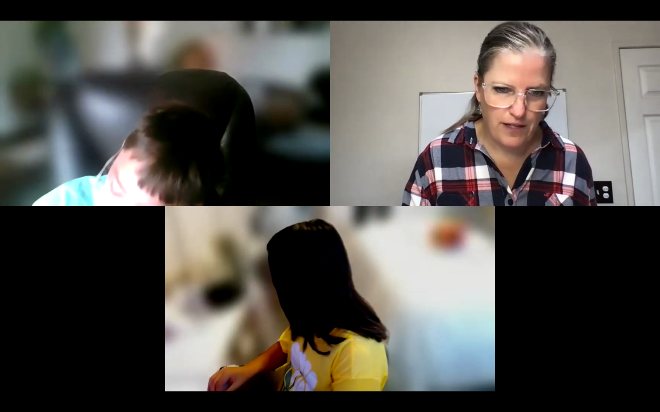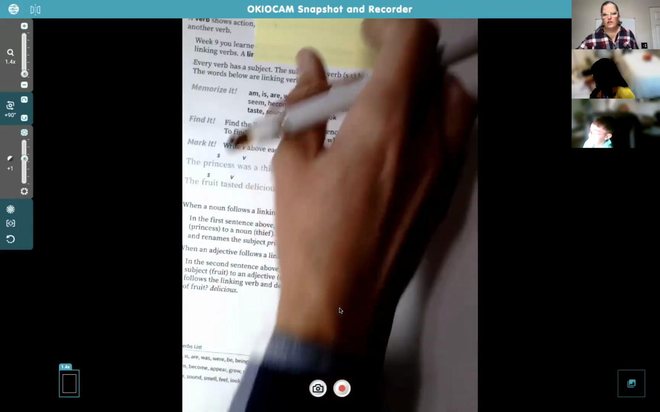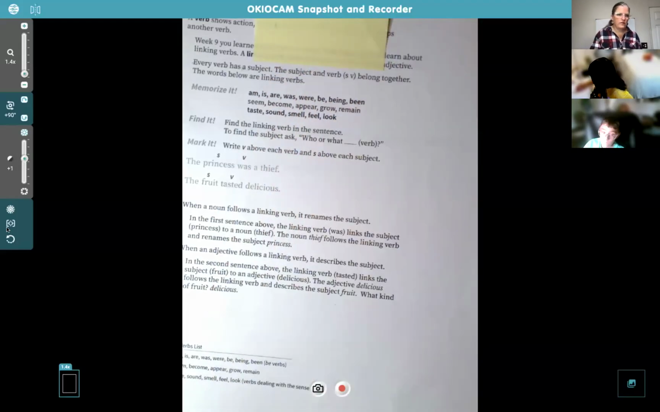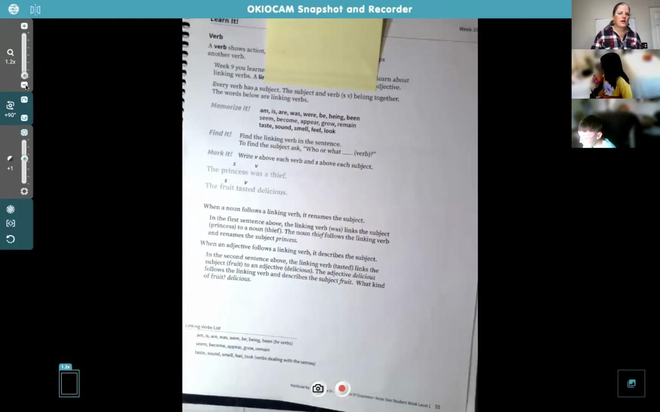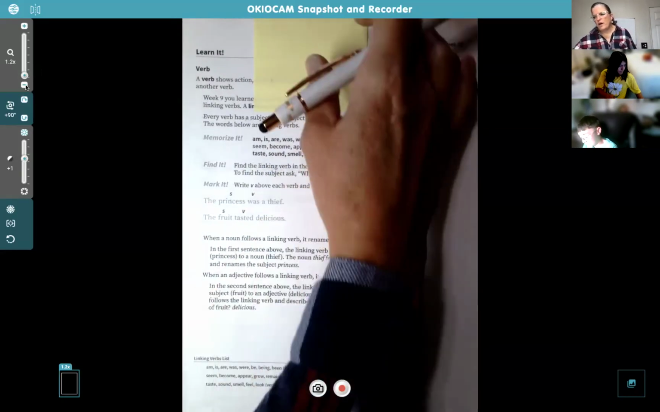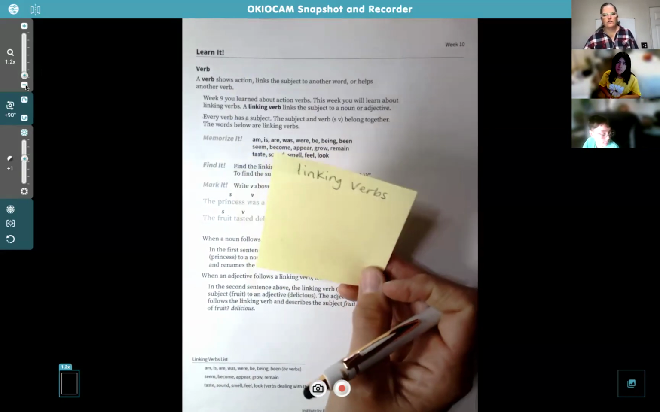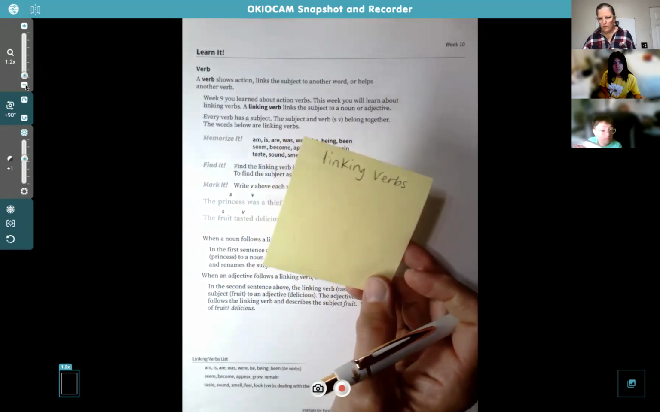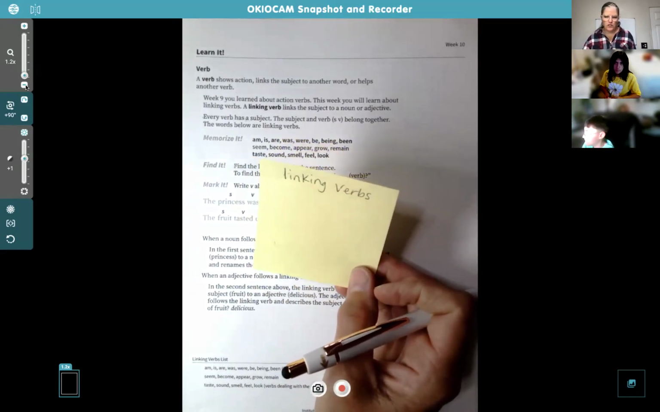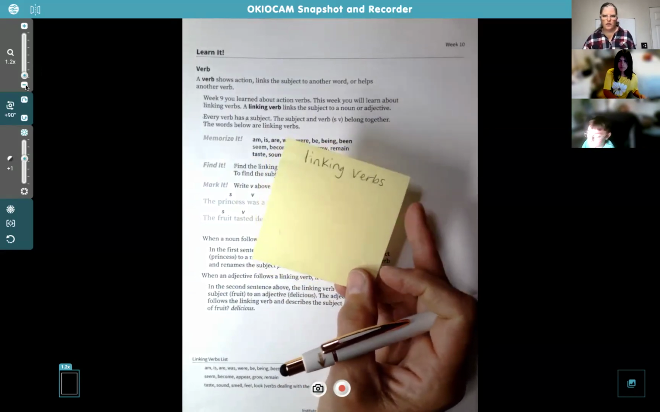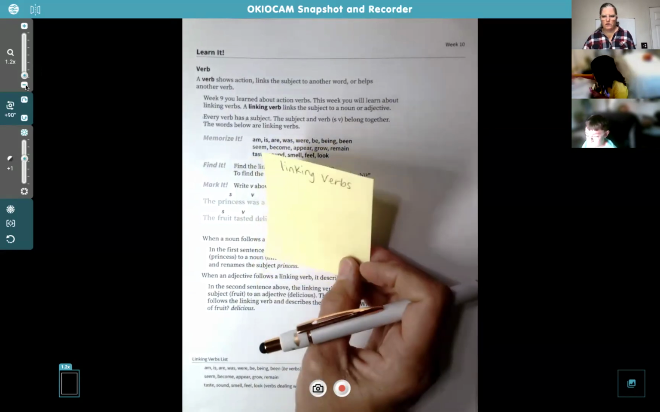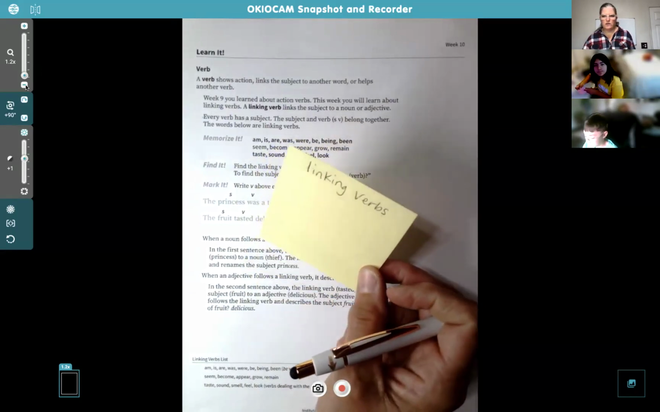Page 55 is where we're headed for grammar, page 55. And today you need a post-it note because we're going to mark this page. So if you have a post-it near you, grab one. If you don't, if you know where one is, go ahead and get one. But if not, you can do this later. But you need a post-it note. I like to use the bigger ones.